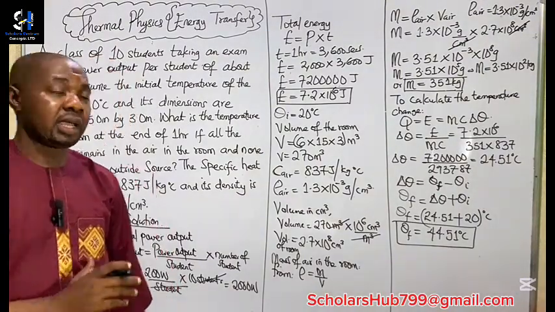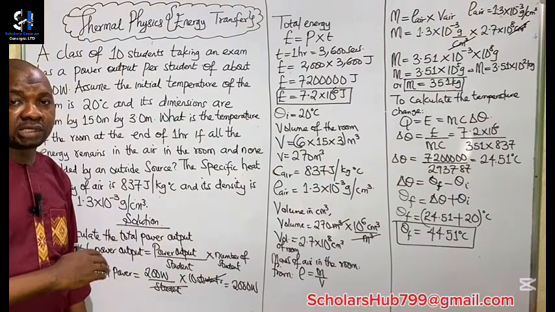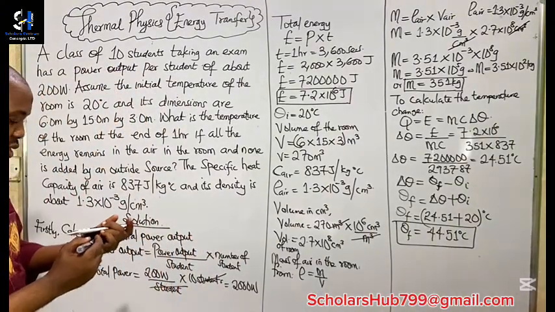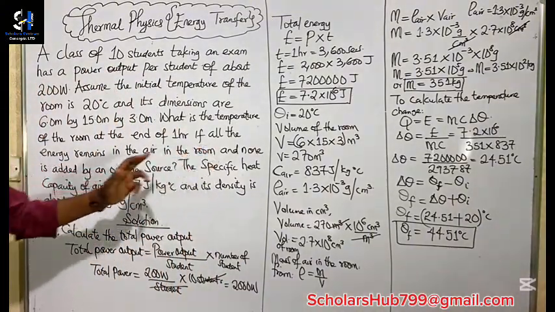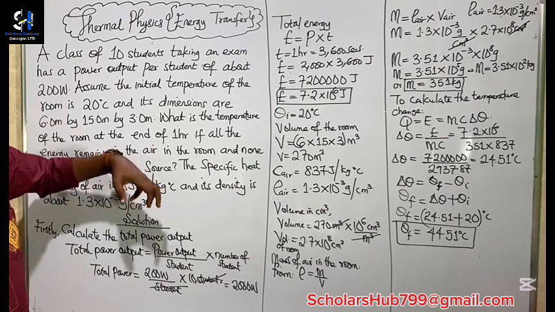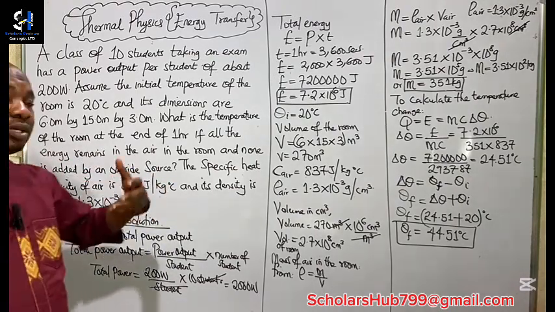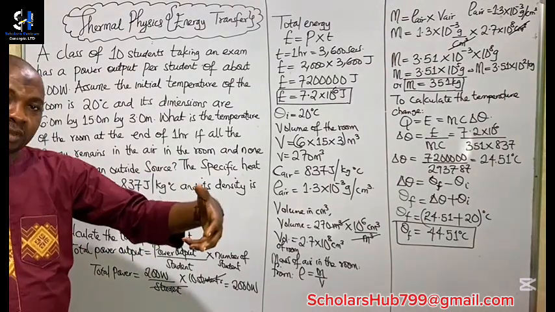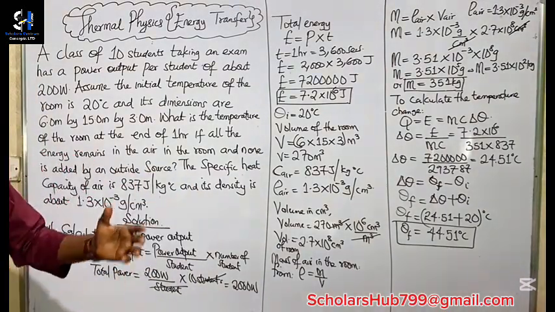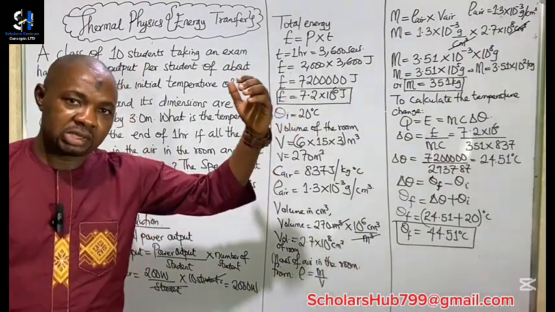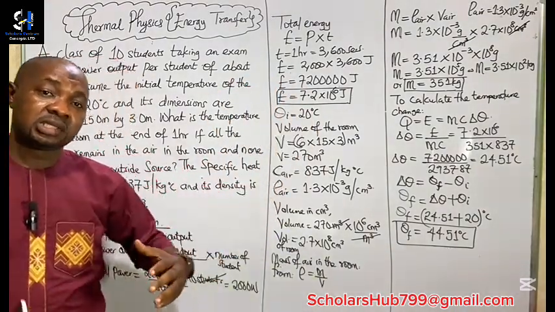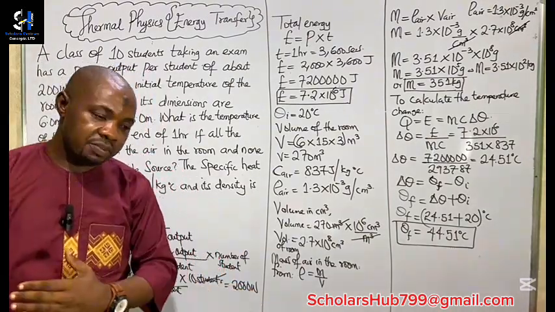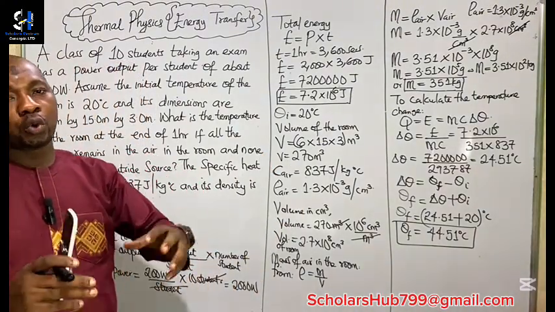Like I said, this aspect of thermal physics talks about energy transfer. So there is no mass transfer in this case, in the sense that all the energy remains in the air in the room, and none is added by an external source. That's why we have what we call a closed system. We have open systems and closed systems. When there is a transfer of mass across the boundary of a system, that is an open system. But when there is no mass transfer across the boundary of a system, then we have a closed system.